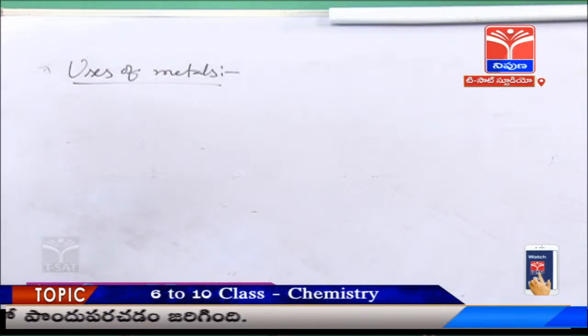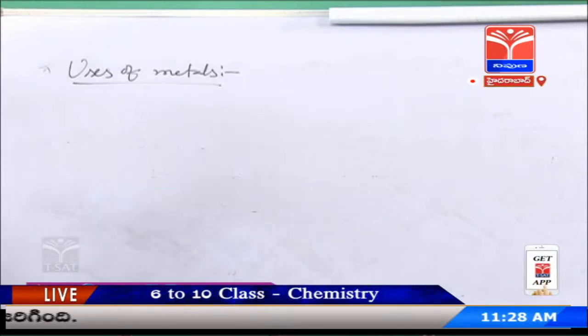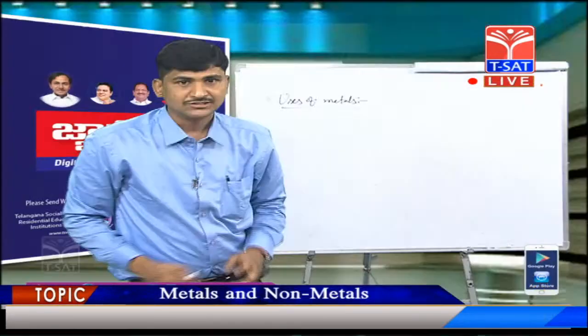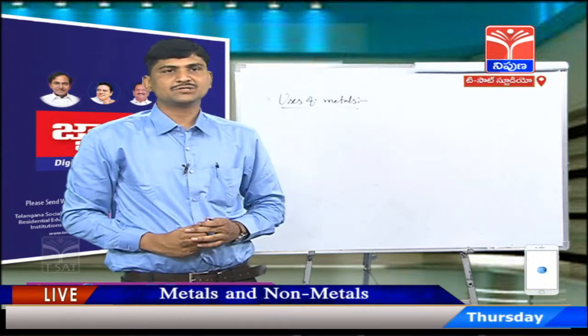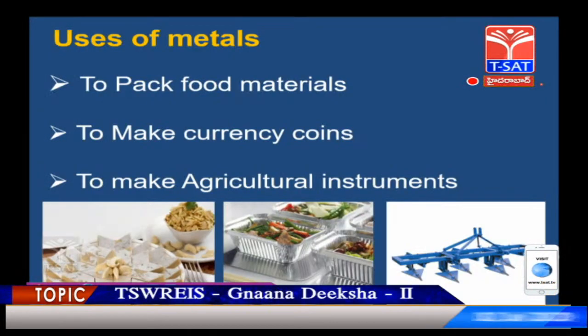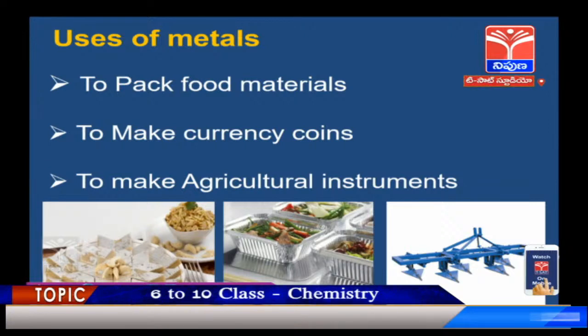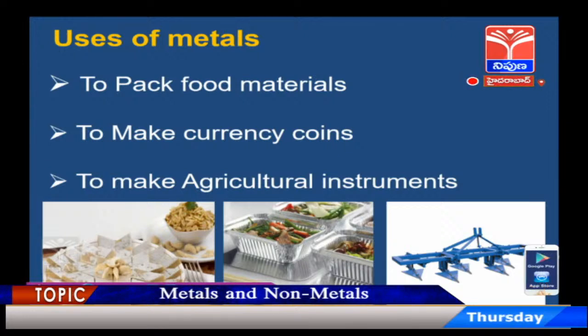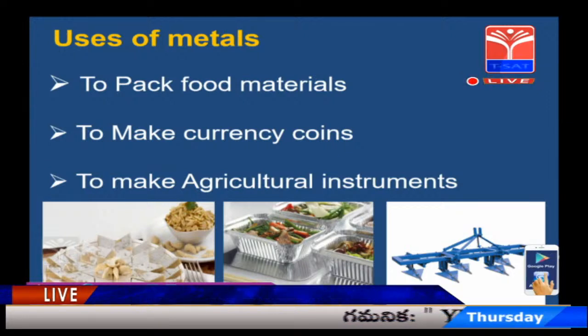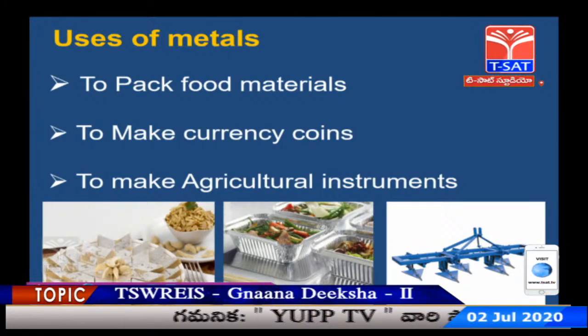Uses of metals. Okay, children, you can see a slide. They are used to pack food materials, they are used to make currency coins, medals, statues, and they are used to make agricultural instruments and aircrafts, spacecrafts, and a lot of devices; electronic devices are also made up of iron. And next, let us see the uses of non-metals, children.